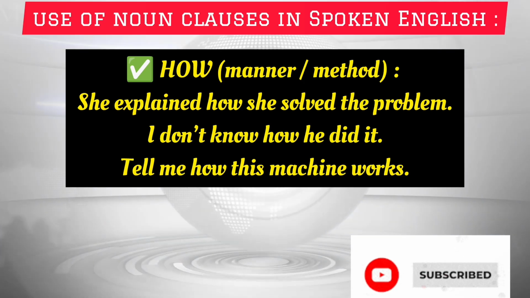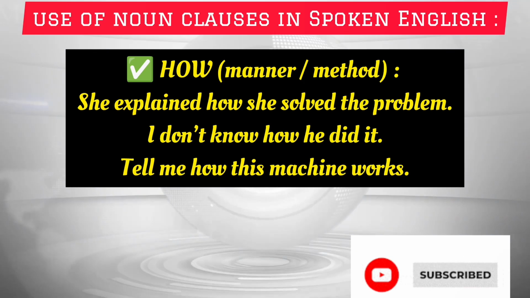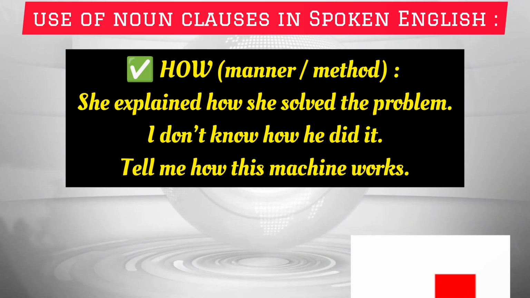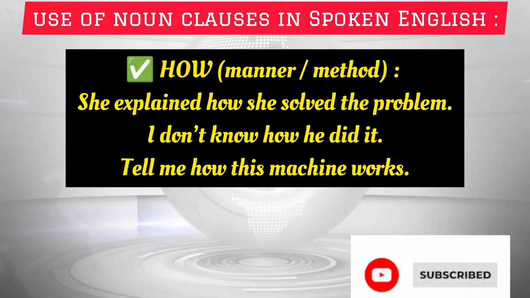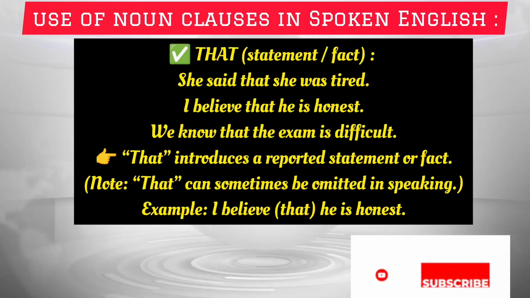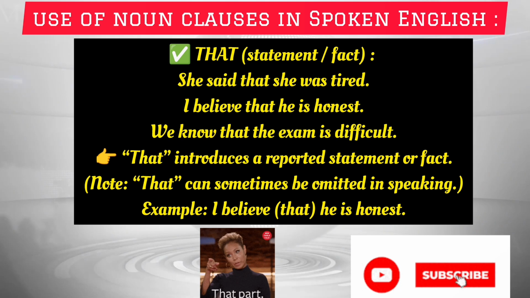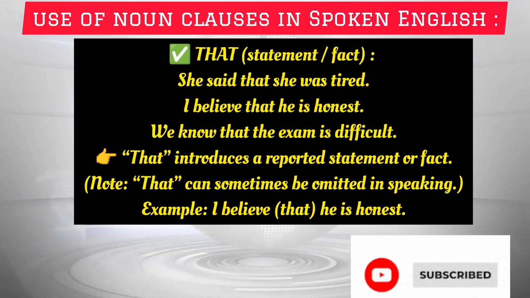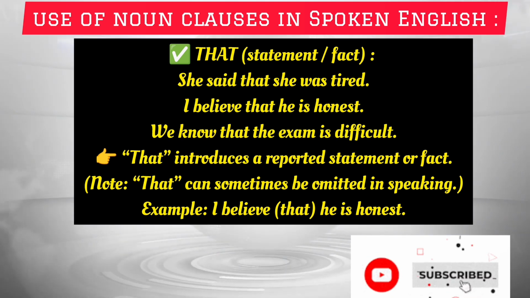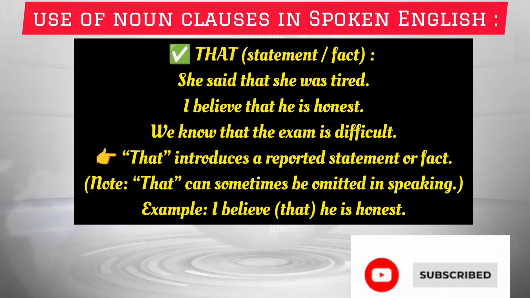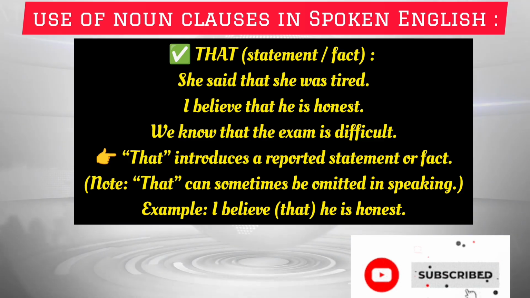So like this way we can use the noun clause using how. So obviously how shows the way or method. Up next we will see how to use that. It is used for statement or facts. As you see the first example, she said that she was tired. That she was tired is a statement. Okay, I'm just introducing the statement here that she was tired is the noun clause.